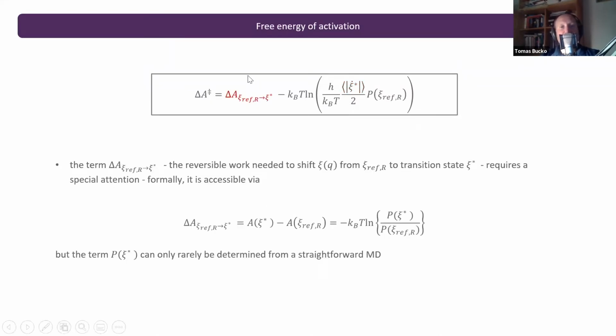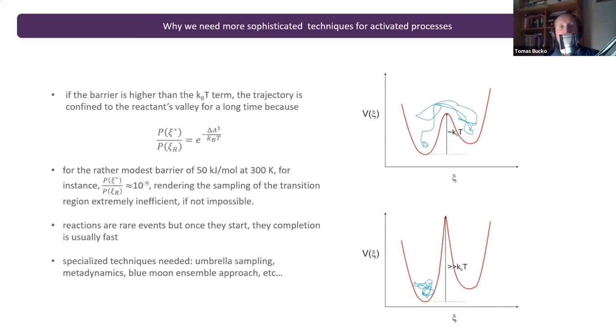The most problematic term is this one, the reversible work, and here is why. Naively you might think, okay, we have a formula that relates probability density to reversible work, so why not apply it? The problem is that the probability density at the transition state appears here. Now, what's the problem, right? If the barrier for a process is larger than the kBT term, which is often the case, then of course the probability density at the top of the barrier is low.